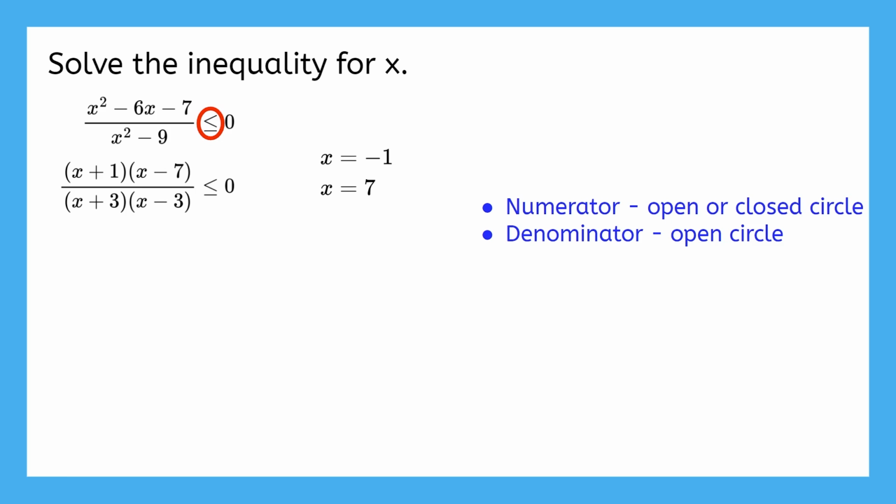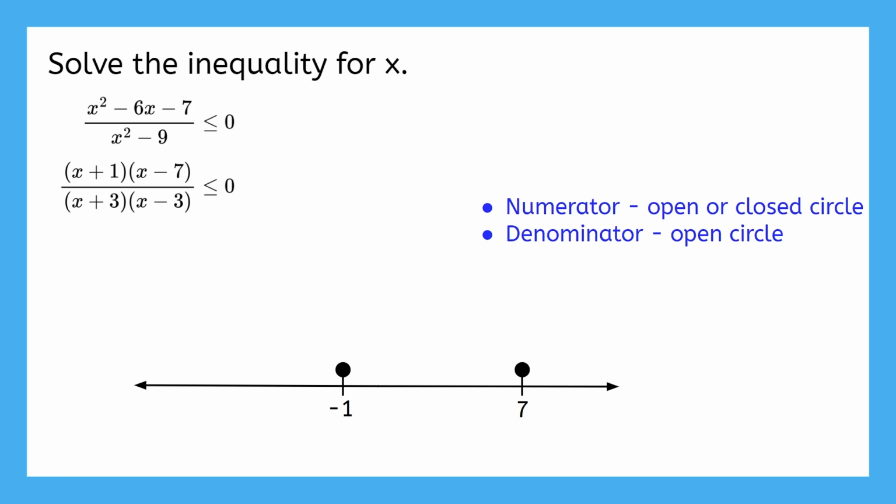Our inequality is less than or equal to, so since it includes equal to, we'll represent -1 and 7 with closed circles on the number line to show that they are included in our solution. Then we look at the denominator. Any numbers that would make the denominator equal 0 cannot be included in the solution because, well, the denominator can't be 0. We can't divide by 0.